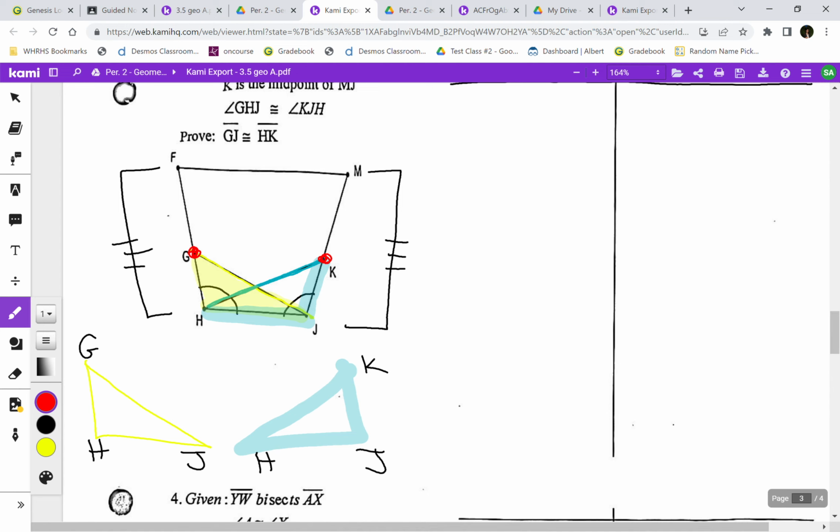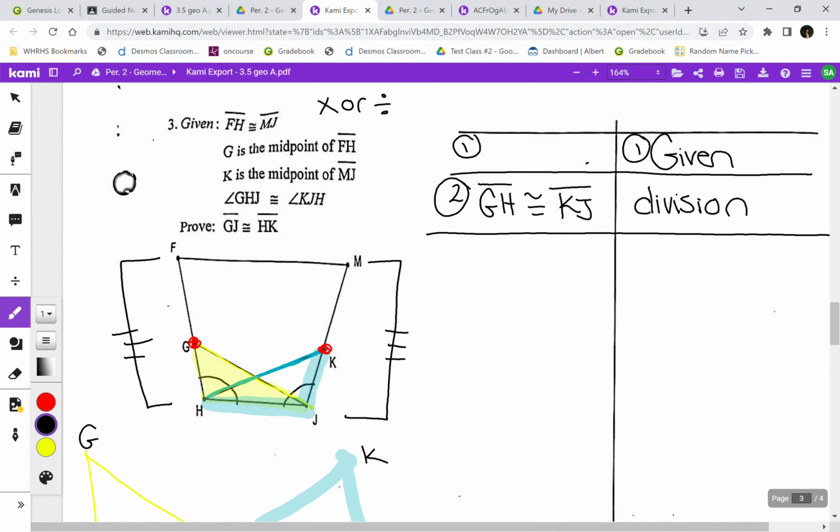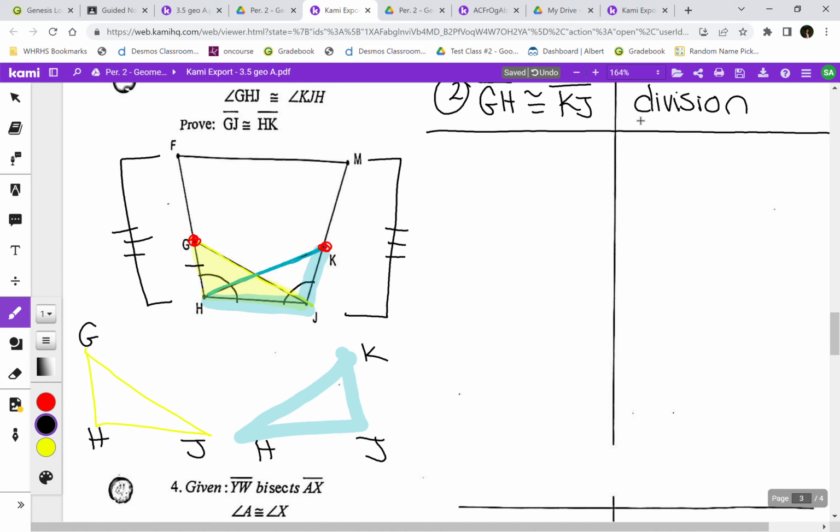The full segments are congruent, right? And G cuts in half and K cuts in half. So if the full segments are congruent, are their half segments also congruent? Division, you got it. So we're going to say that GH is congruent to KJ, division. So I'm going to mark that.